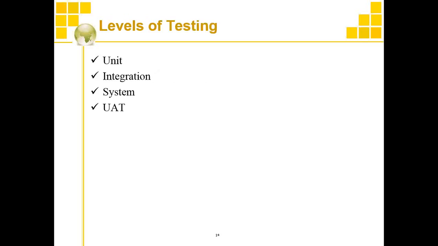Another part is the levels of testing. So you need to remember there are types of testing, methods of testing, and levels of testing, right? Now in the levels of testing, there are again four types: unit testing, integration testing, system testing, and UAT. UAT stands for user acceptance testing.